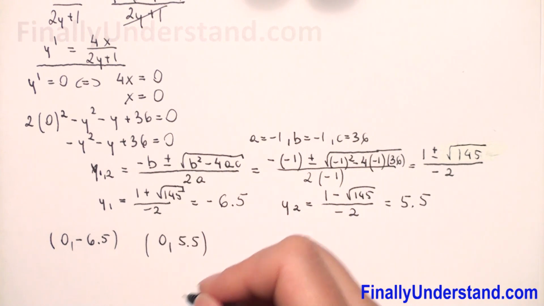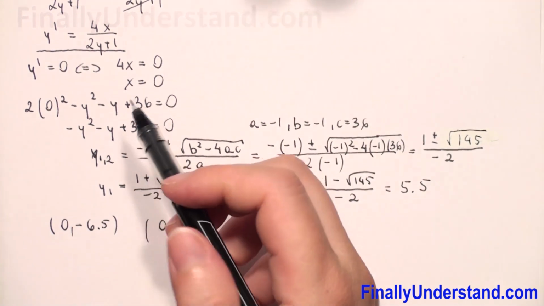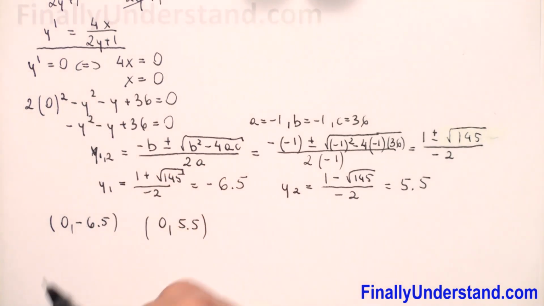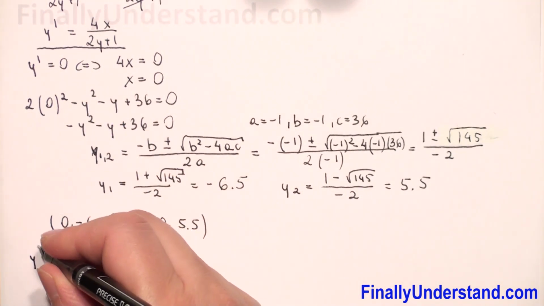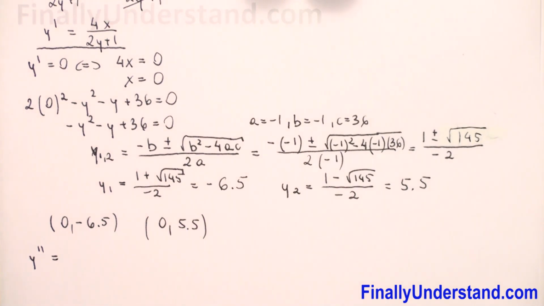Now we will find the second derivative, so it means we have to find the derivative of our first derivative. So we have y double prime equal to, and now we have to apply the quotient rule.